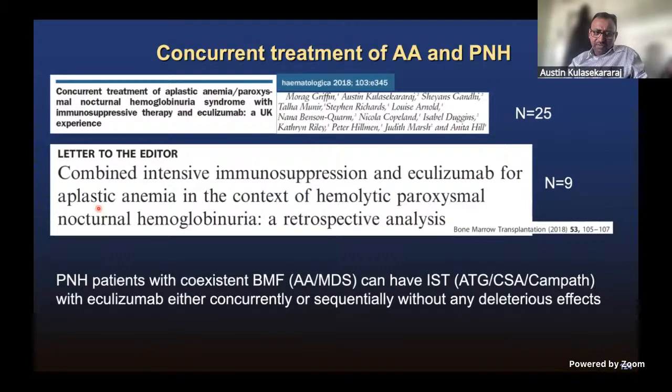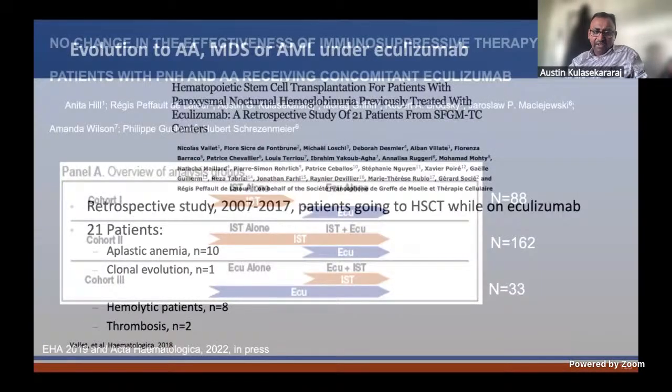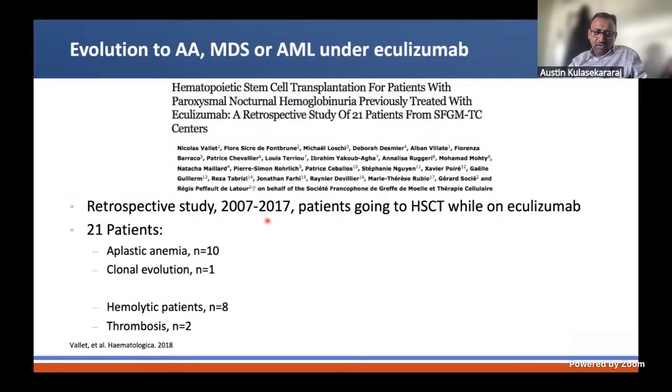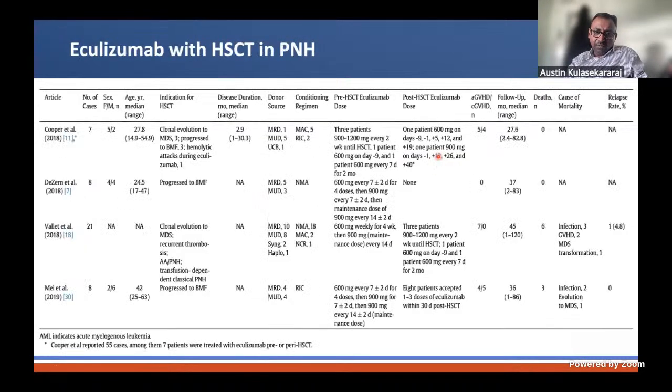So we published a few data using anti-complement therapy with transplantation, and we are going to expand this data as well. So this is the French data where they used eculizumab and then transplanted this group of patients because they progressed to aplastic anemia, and this is their overall survival. So even in patients who had used eculizumab, these are not very easy transplants to do, but they had GVHD and other complications as well.